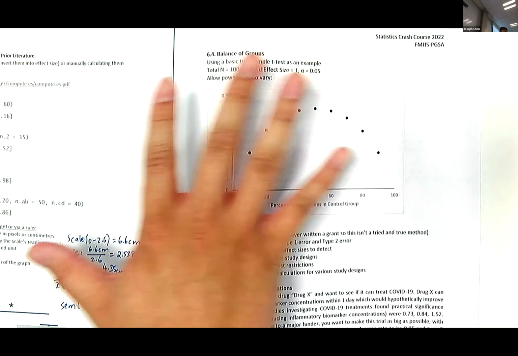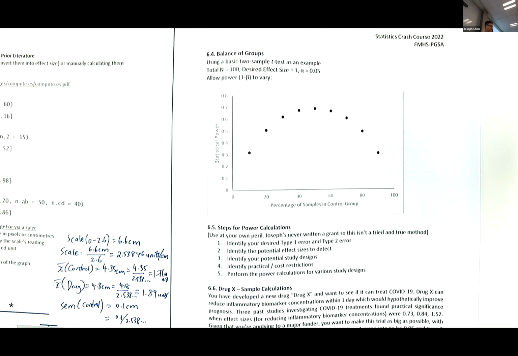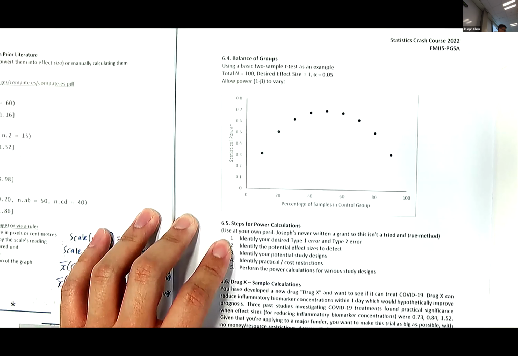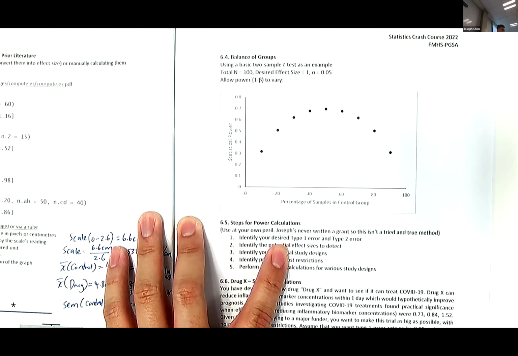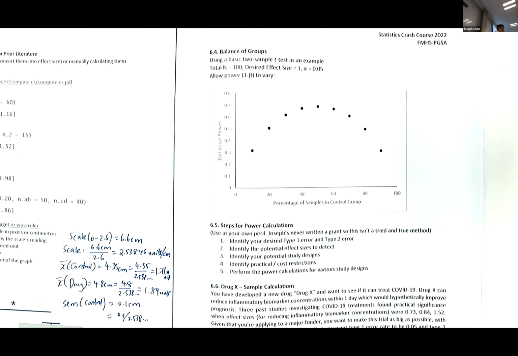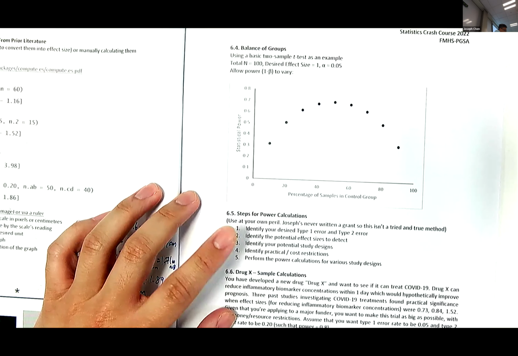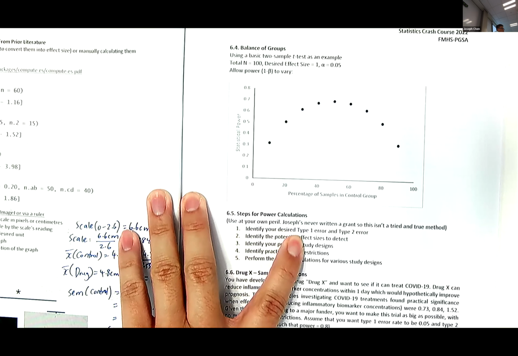So the next part is, taking all this previous information into consideration, here are some steps for your power calculations. And I do put this, use at your own peril. I've never written a grant, so this isn't a tried and true method. I'm not a research fellow, I'm a PhD student. So first of all, identify your desired type 1 error.